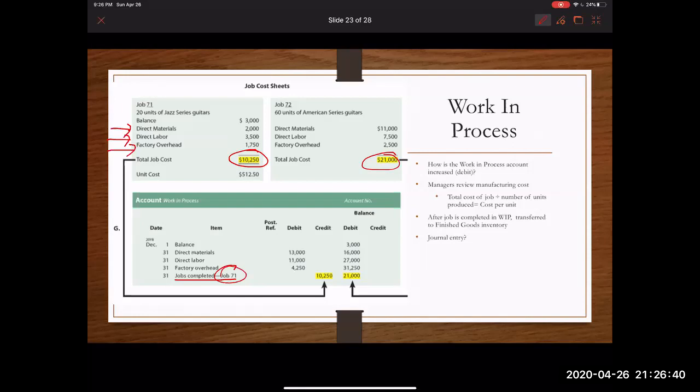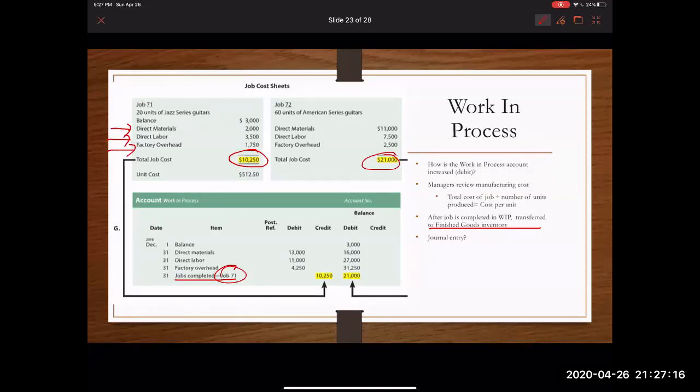So it says, how is the work in process account increased? The way we increase it is by adding direct materials, direct labor, and factory overhead. And after a job is completed in work in process, it is then transferred to finished goods. We'll talk about what that looks like. But before moving on, I really want to spend some time talking about what a manager does with this cost information, because it can be a very handy tool moving forward.